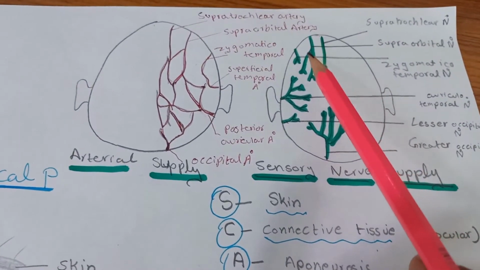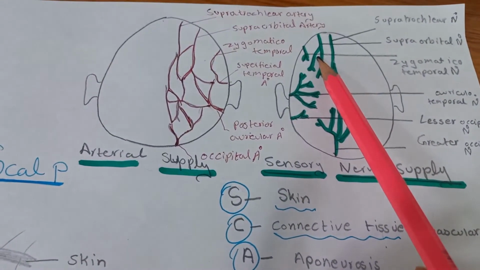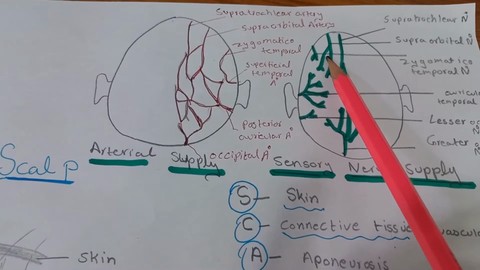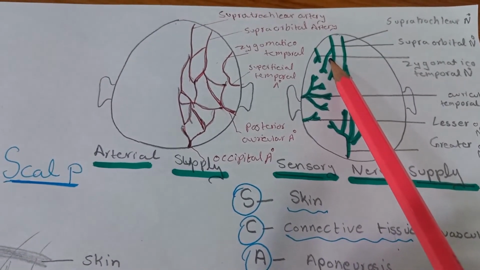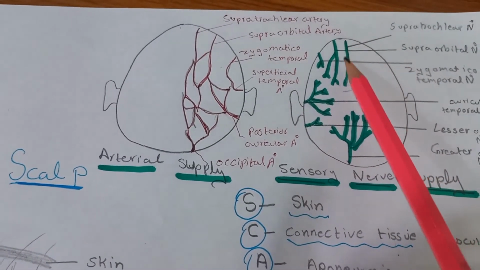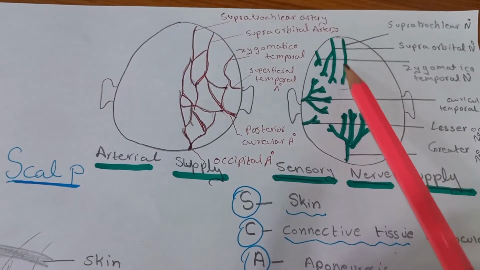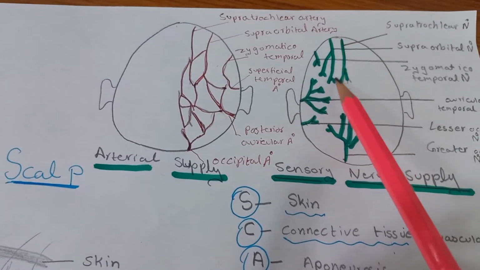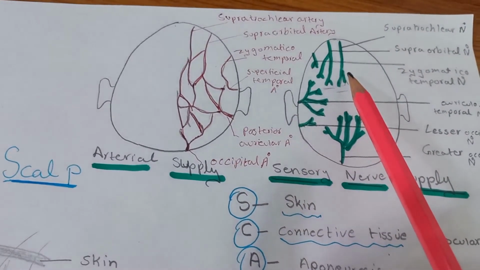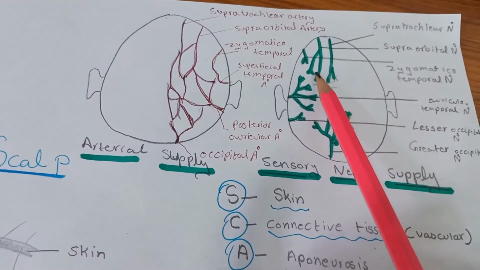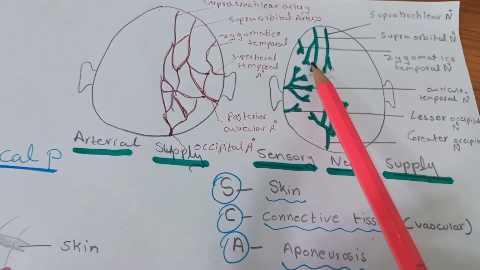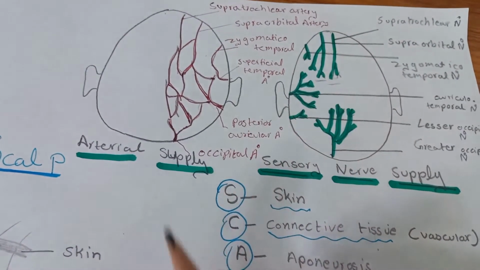Similarly, the supraorbital nerve is also a branch of the ophthalmic division of the trigeminal nerve, and it winds around the superior orbital margin and ascends over the forehead, as you can see in this diagram, and it also supplies as far as the vertex. So the supratrochlear nerve and supraorbital nerve both are branches of the ophthalmic division of the trigeminal nerve.